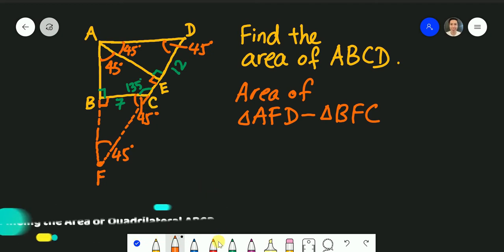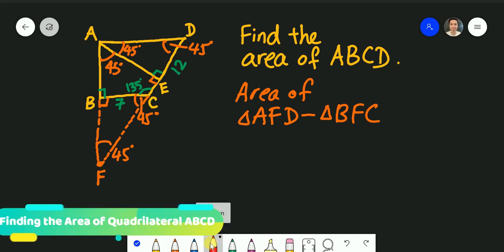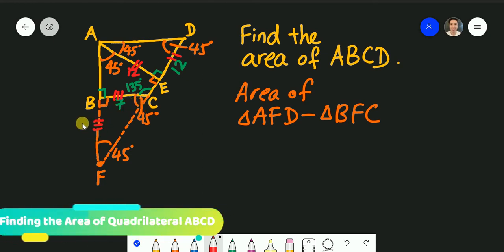From here, we can make one conclusion: AE and DE have the same length because these two have the same angles. So this is an isosceles triangle, and here is 12 cm, right? Meanwhile, for this 7, I just mark it with 3 lines here. So this 7 and which one are the same? Yeah, this is the same also, because these two have the same angles here.